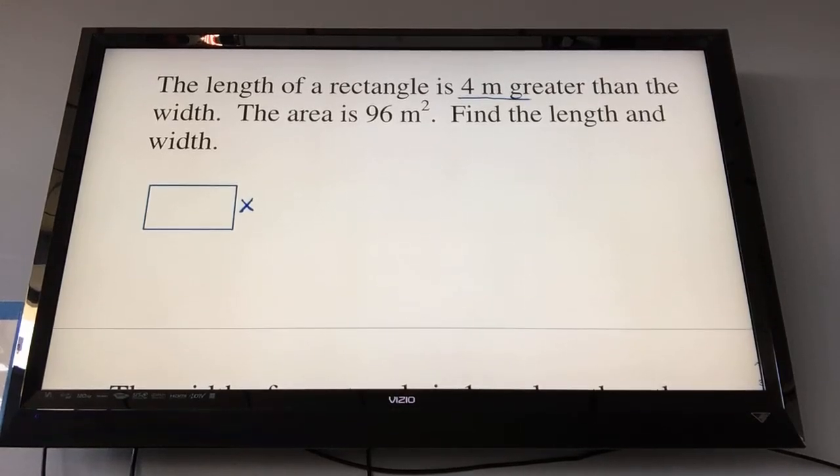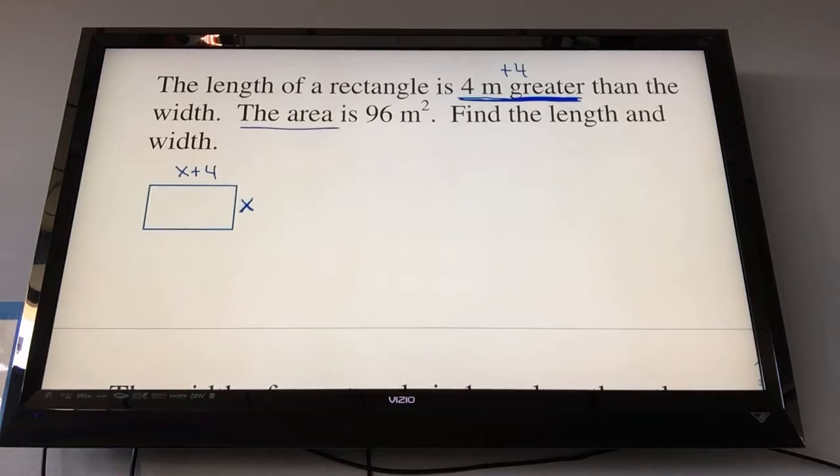The length is 4 greater. What does that mean to do? Does it mean add 4, subtract 4, divide 4, multiply 4? If something's greater, you're going to add 4. So the length then is x plus 4. The length is 4 greater, which means 4 more than, add 4 to the width. So those are my dimensions.